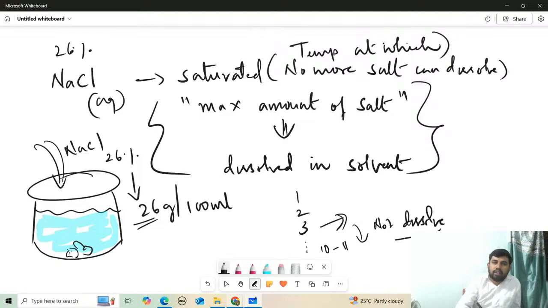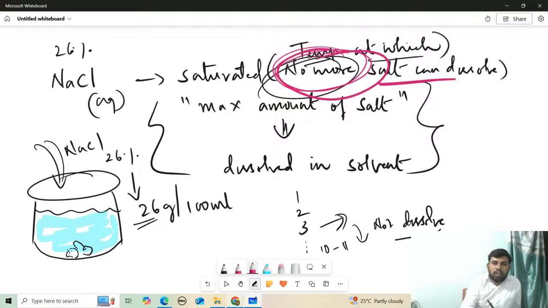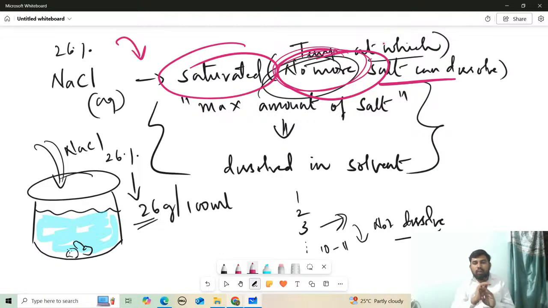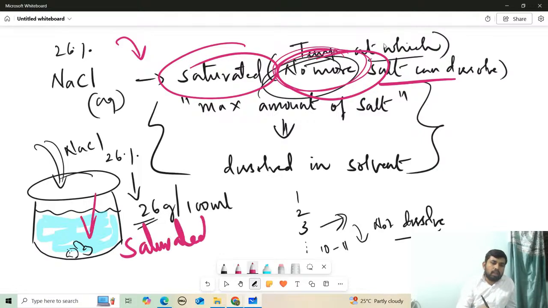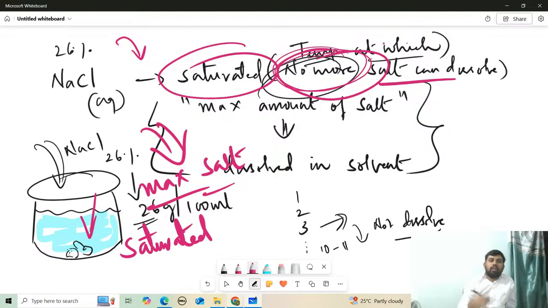They have given the temperature at which no more salt is going to dissolve. That is called saturated. Saturated means you keep on adding salt, and at a particular point the salt is not going to dissolve. Saturated means the maximum amount of salt is already dissolved. Next, even if you add more salt, it is not going to dissolve. That is called saturated.